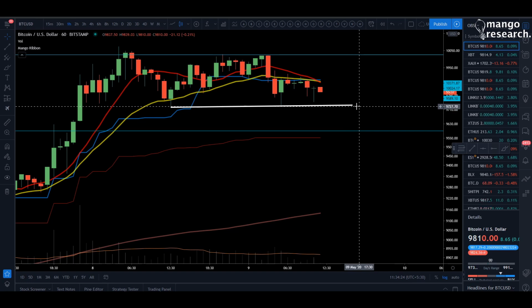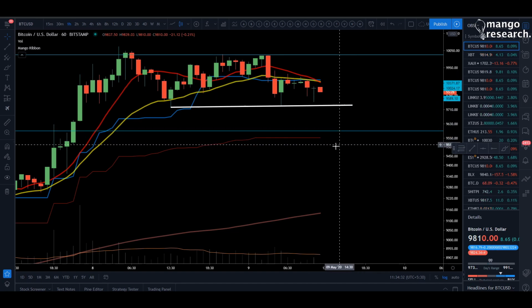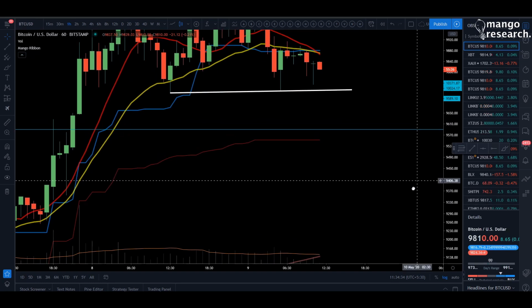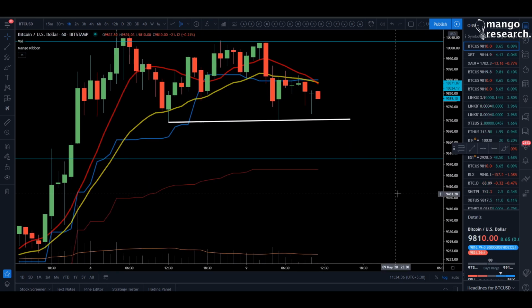If we do start taking out this wick over here at around 9,727, in that case, I'm going to look for that move all the way down to 9,600. And hey, we might see that. So for now, it's all about being patient. Remember what I talked about in the previous video as well.